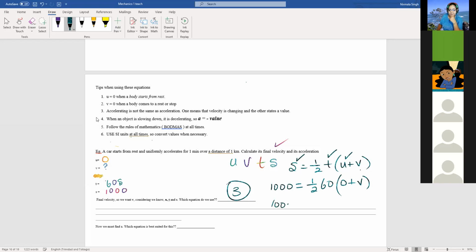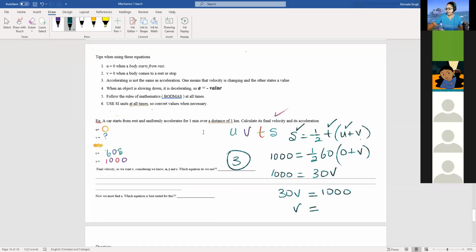So I'm going to end up with 1,000. Half of 60 is 30. 0 plus V is V. I think that's a really easy equation to work with right now. All right, so that's to make life simpler. I always put the letters on one side, on our left-hand side. So 30V is equal to 1,000. How do I find V, y'all? Anybody? V is equal to 1,000 over 30. Divide.